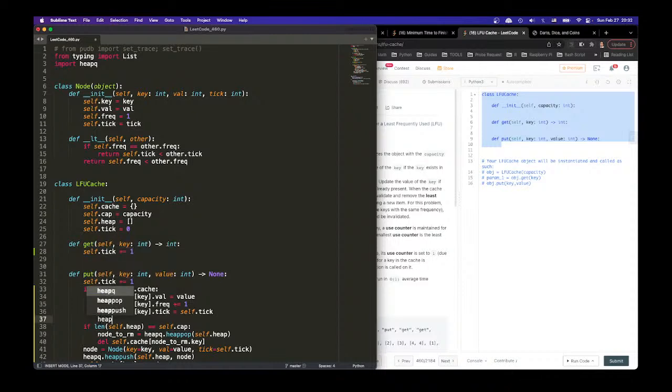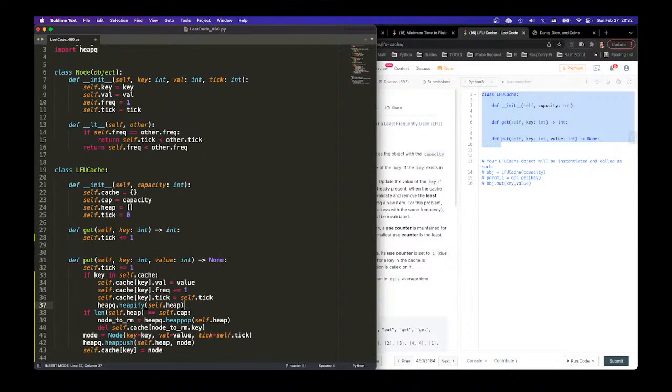heapq dot heapify, right? I have to heapify self.heap. As I update it, I have to do this. Else, if it's not in it, right?